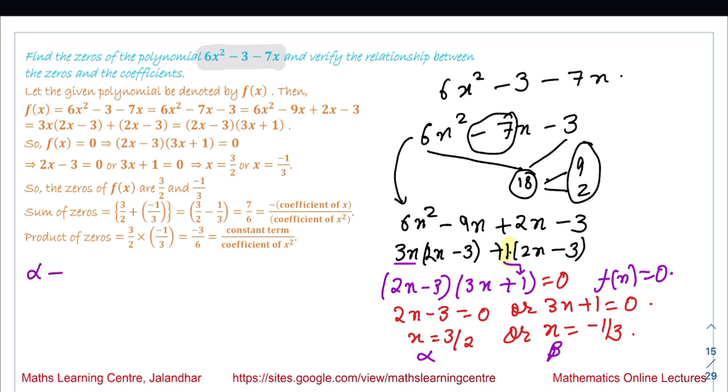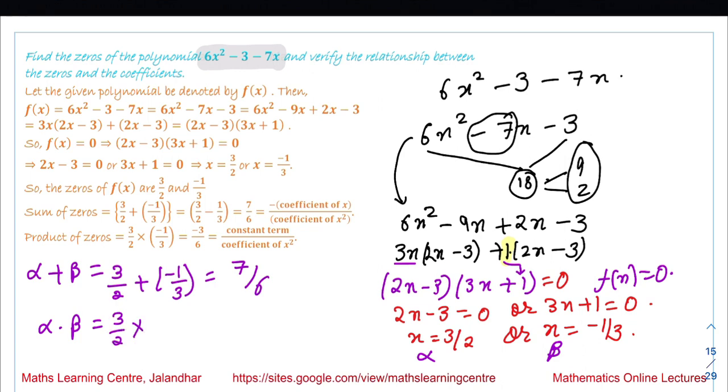So what is alpha plus beta and alpha into beta? Alpha plus beta is 3 by 2 plus minus 1 by 3. It is 7 by 6. Alpha into beta is 3 by 2 into minus 1 by 3. That is minus 3 by 6. So what is 7 by 6 over here?